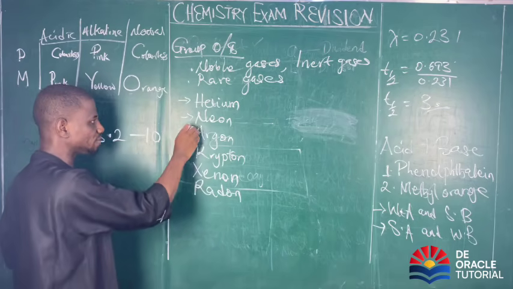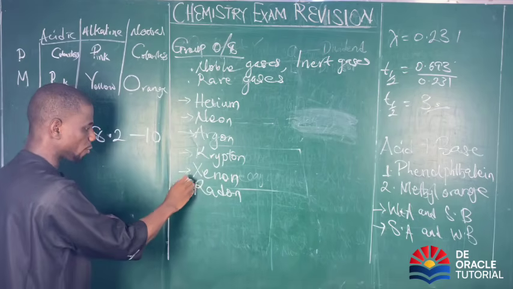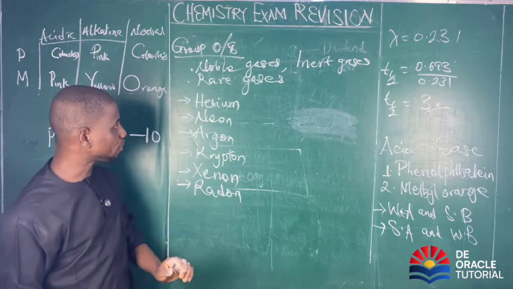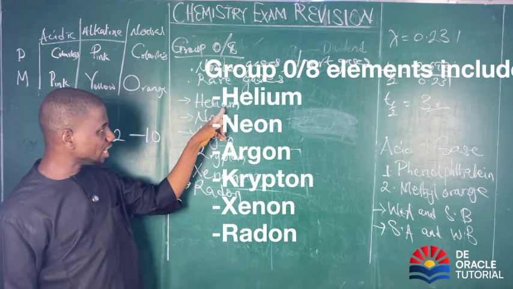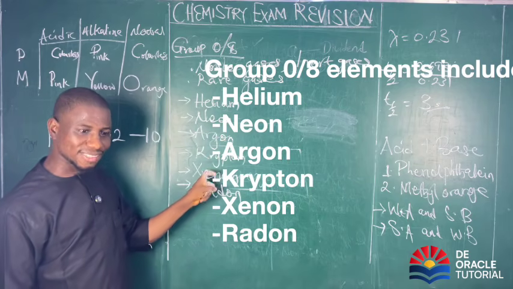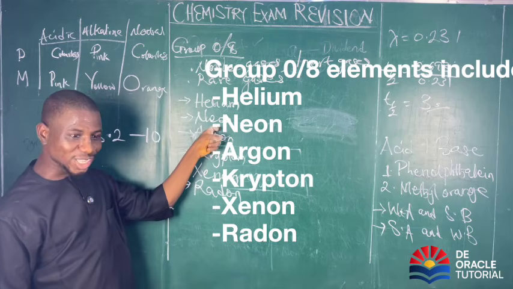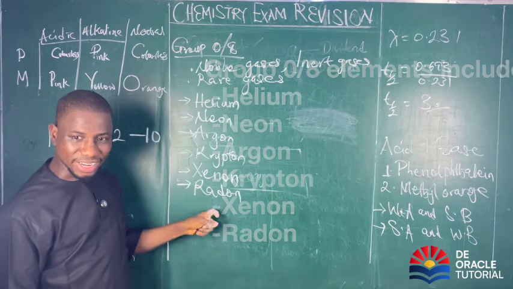Don't think that these things are difficult to remember. Let's try to find a way to make it easier. We have the examples: helium, neon, and argon. Krypton, xenon, and radon. Again, helium, neon, and argon. Krypton, xenon, and radon. Is that clear?